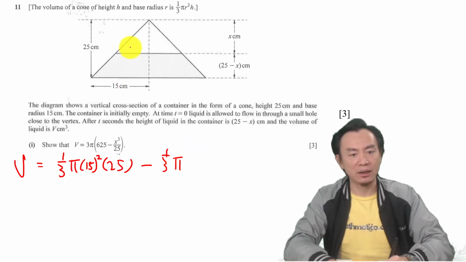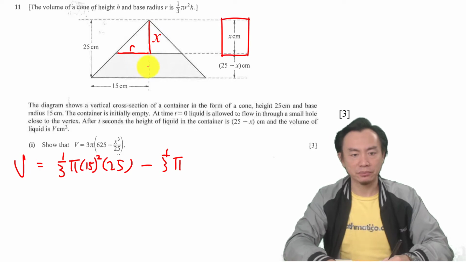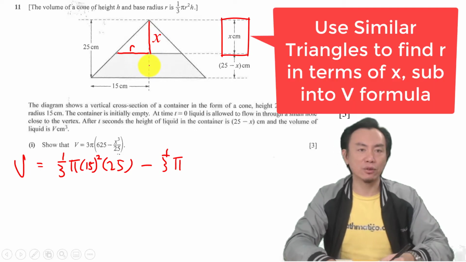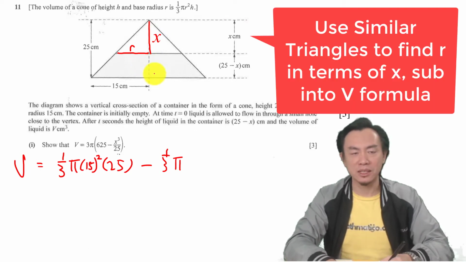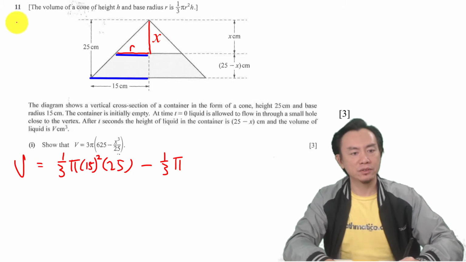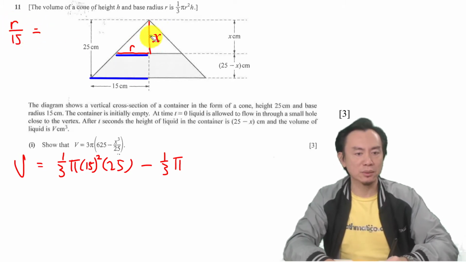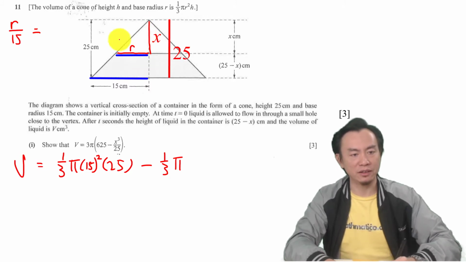Now, what this r is, we are not so sure. It's not directly available to us. The height here is x though. So typically for this kind of question, you're going to do a bit of congruence and similarity to find this r using similarity. So over here, I'll write this r over 15 is equal to the small height, which is x, over 25.